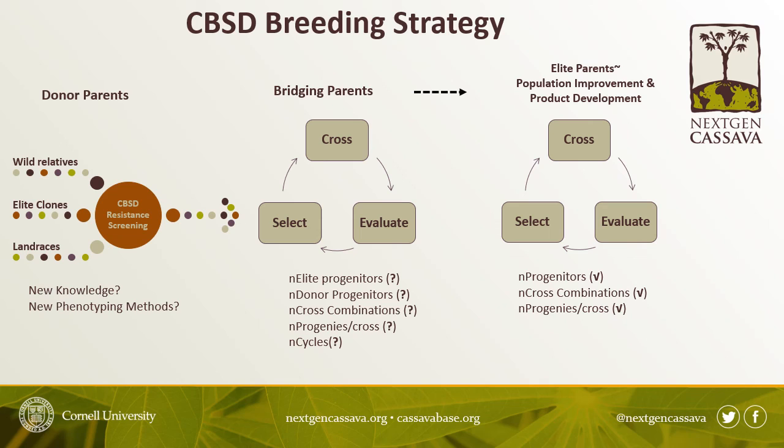I think that for the donor parents, we assume we can get this resistance from either wild relatives, elite clones, or landraces. So new knowledge and phenotyping methods will significantly enhance this process. And also, one other final thing to note is that the selection criteria in the breeding process should use the same index that is used in the selection criteria in the elite.